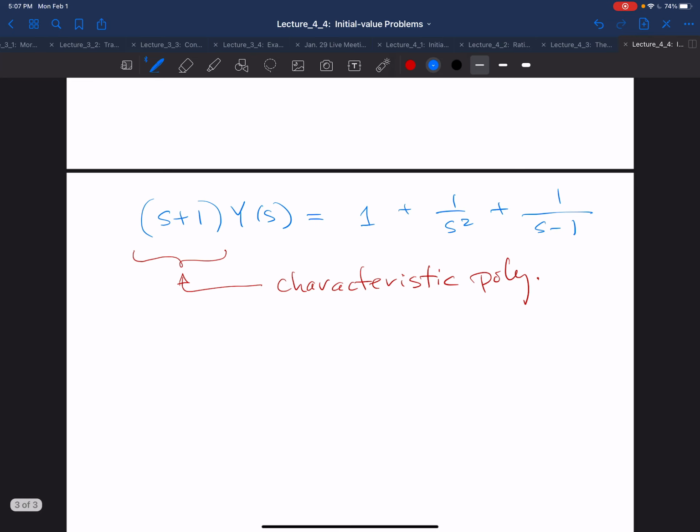I won't go through the details, but if you do that, you end up with Y of s equals 3/2 over s plus 1, plus 1 over s squared, minus 1 over s, plus 1/2 over s minus 1. This first term has in its denominator the characteristic polynomial. The other denominators essentially arise from the forcing function.